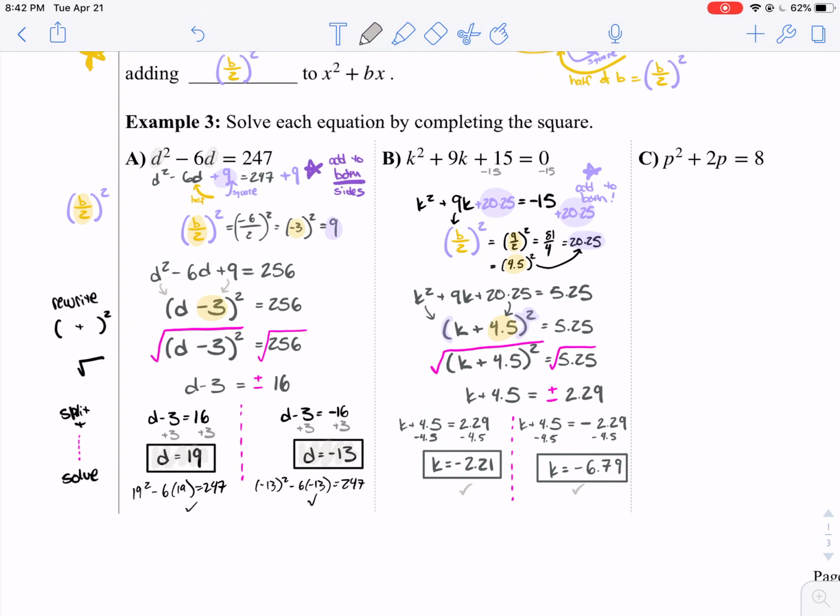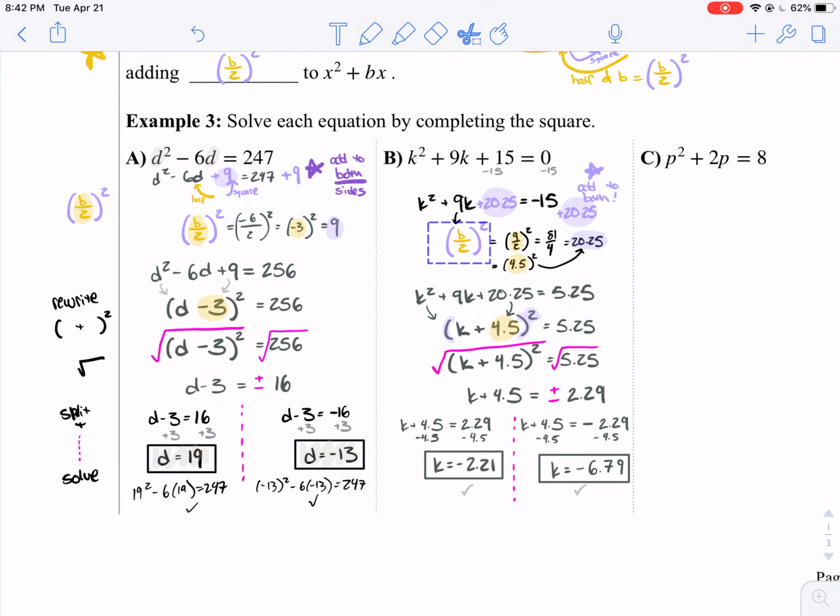So again, here we started out by using our shortcut b over 2 squared, and that gave us our completion of the square, so we completed our square. Then we rewrote our perfect square trinomial as a perfect square, took the square root, and then split and solve. We have one more. Go ahead and try this on your own. Pause the video, try it on your own, and see if you can get the same answer that I did.